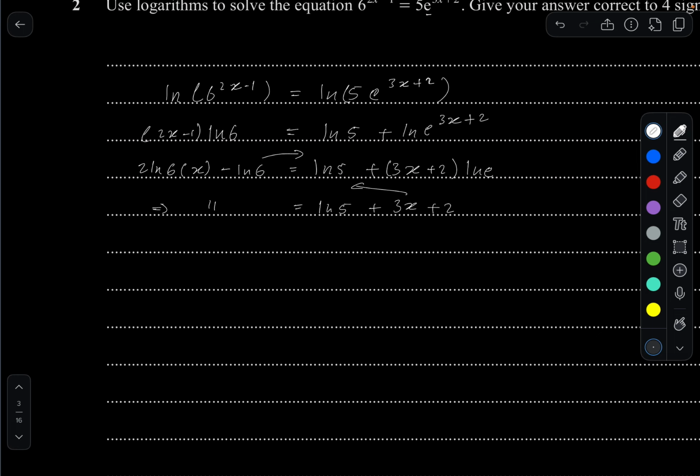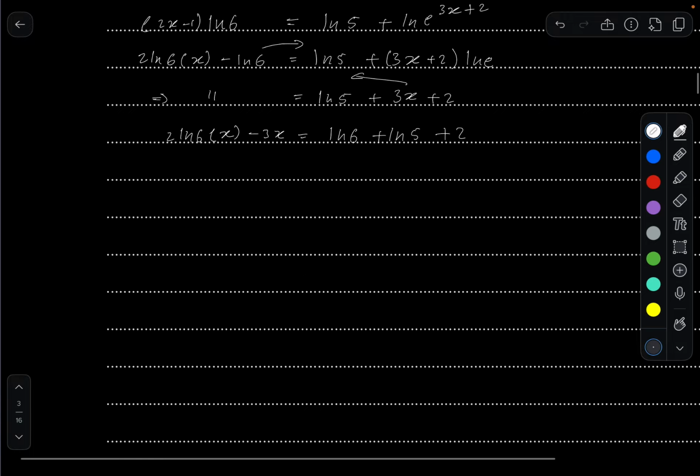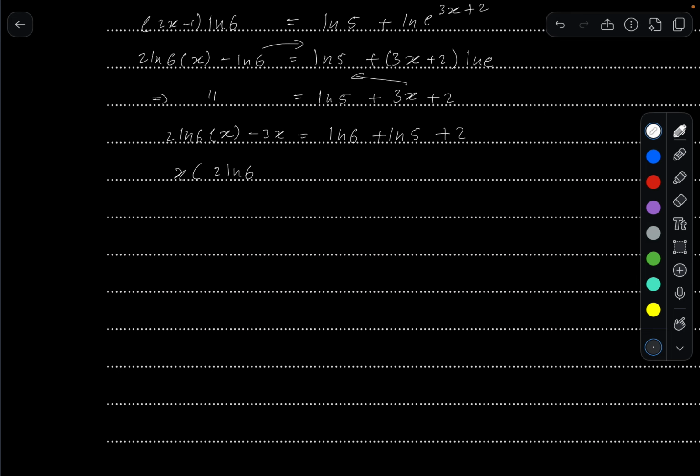But now what I'm going to do is swap that, move that thing and move that ln of 6x to that side. So ln of 6 plus ln of 5 plus 2. And then in this you have 2 ln of 6, open bracket x, and then this will be minus 3x. Now with this, you take x out as a common factor, so you have 2 ln of 6 minus 3 equates to ln of 6 plus ln of 5 plus 2.